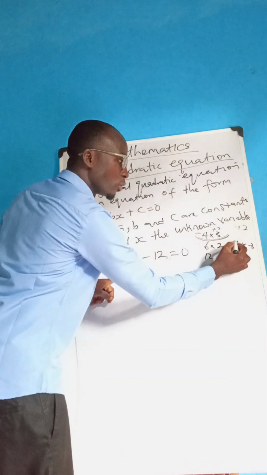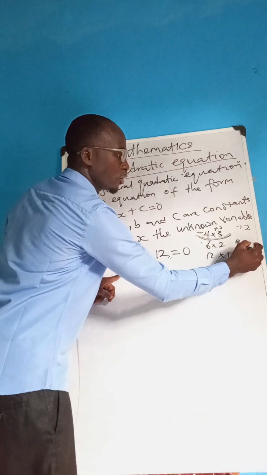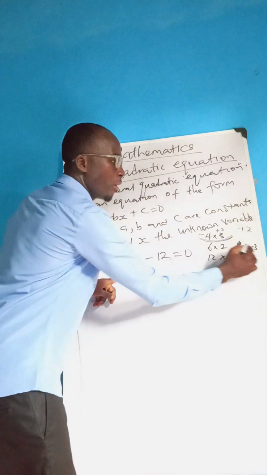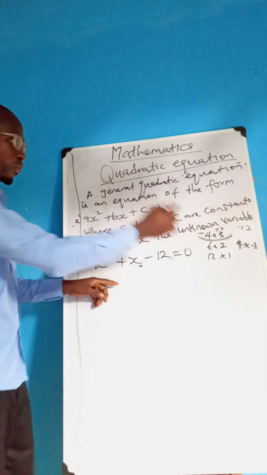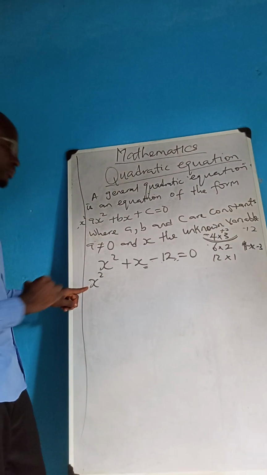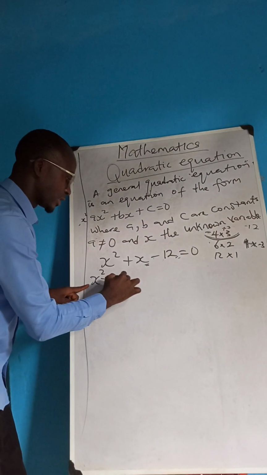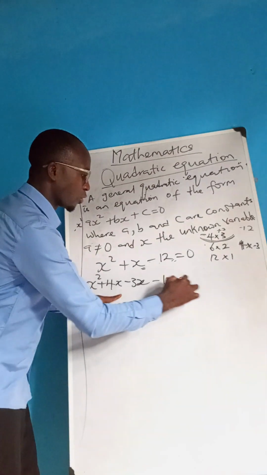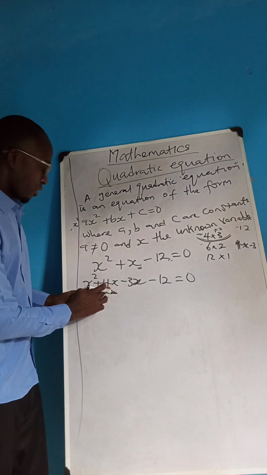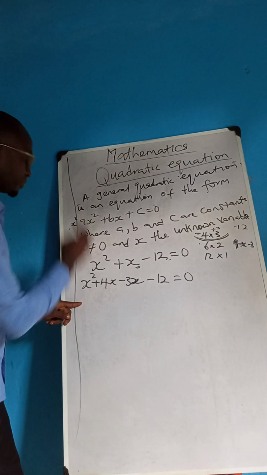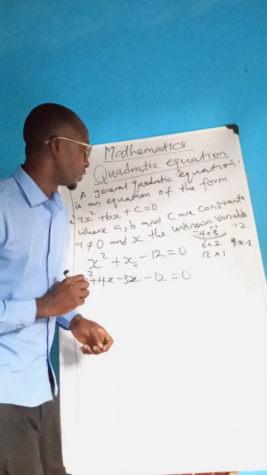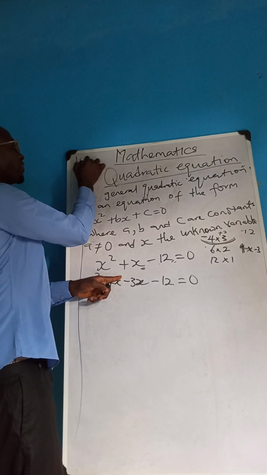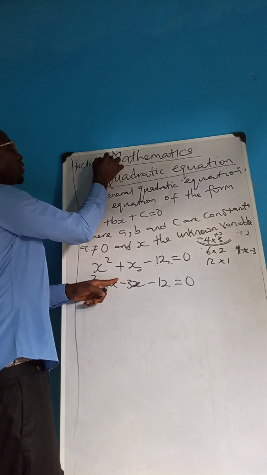No. It means what we are going to be using is 4 times minus 3. 4 times minus 3 will give us minus 12. At the same time, 4 minus 3 will give us 1. So we are going to bring this as x squared plus 4x minus 3x minus 12 equals 0. Now, before I continue, in this part of quadratic equation, we are actually looking at the factorization method.